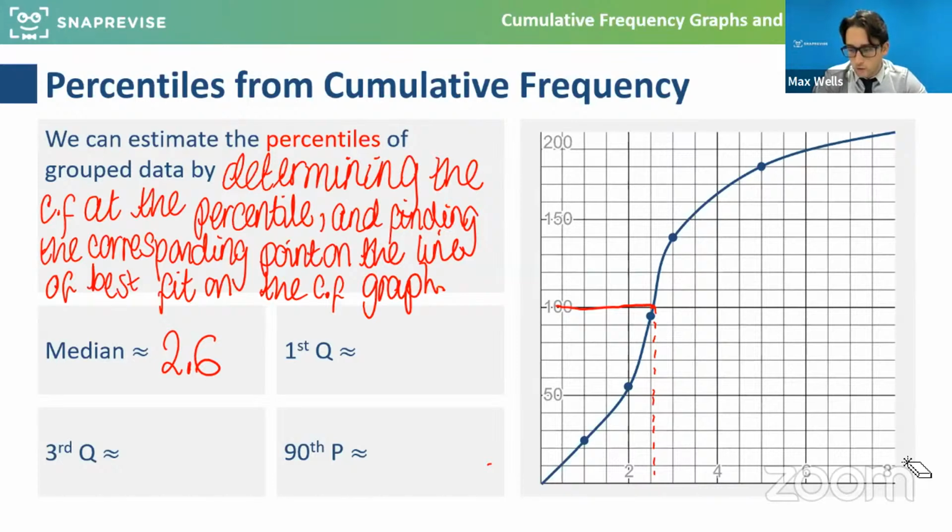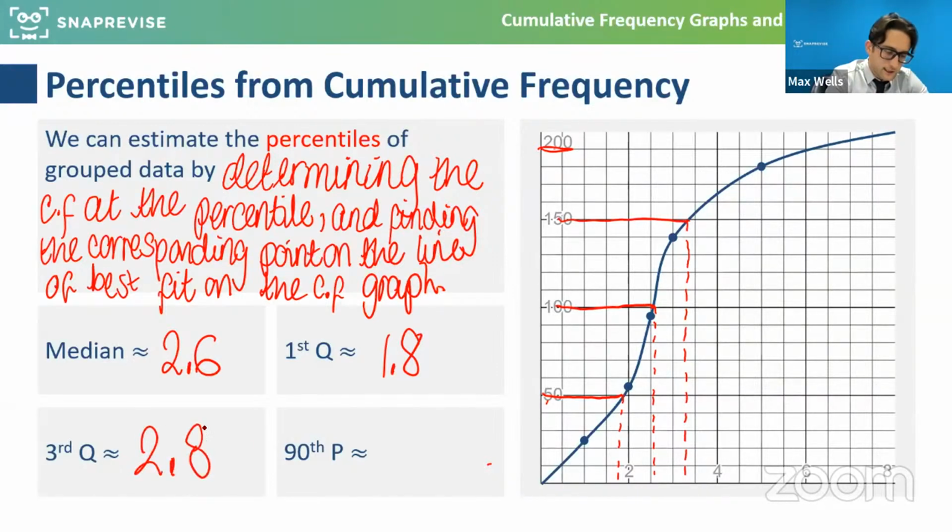And then the first quartile, well, if the median is halfway, it's out of 200, so the first quartile, quite nicely, is 50. If we go along to there and read it down, I think that one is going to be a value of 1.8. And then in a similar way, the third quartile, again, we're just reading it off. I'm sure you guys are hopefully familiar with this sort of thing from GCSE. Let's say 2.8. And then the 90th percentile would be up at the 180th value. 180 up here.